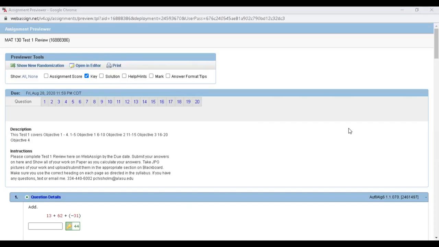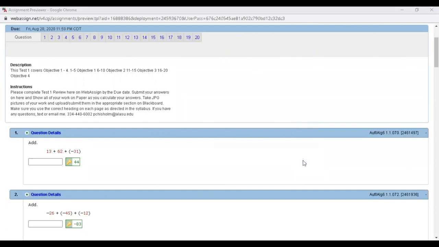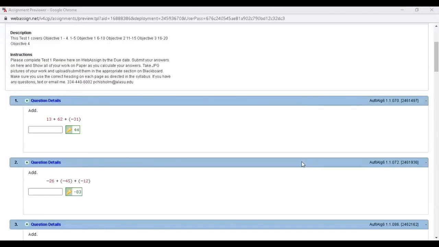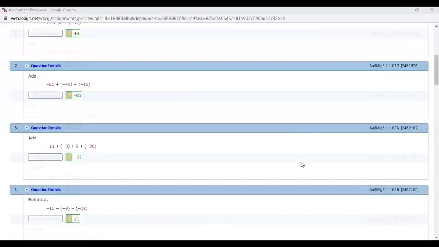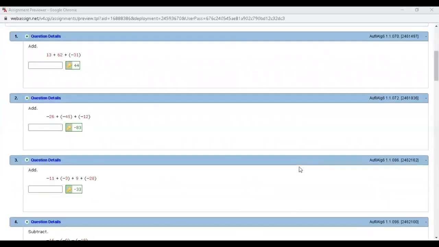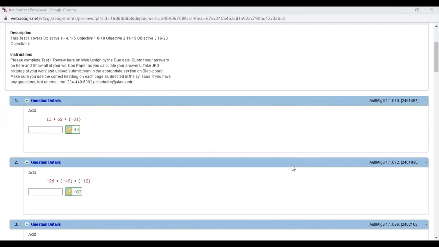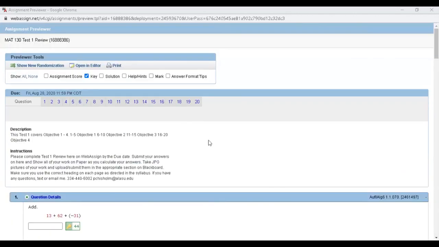This is what it should look like to you all in WebAssign. So I'm just going to quickly run through some of these problems just to review, so you guys can get a gist of what's going on. The first couple of problems are on objective 1, and here in the description and the instructions, make sure you guys read this stuff. This is the information that you need to know.